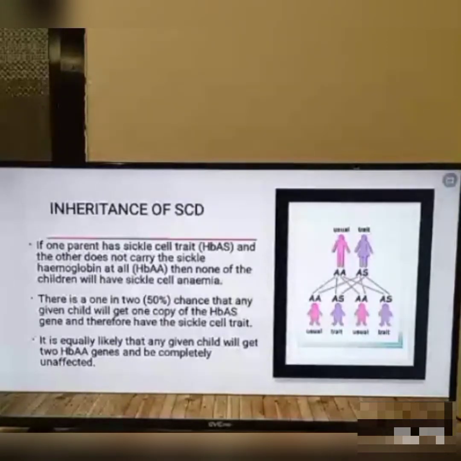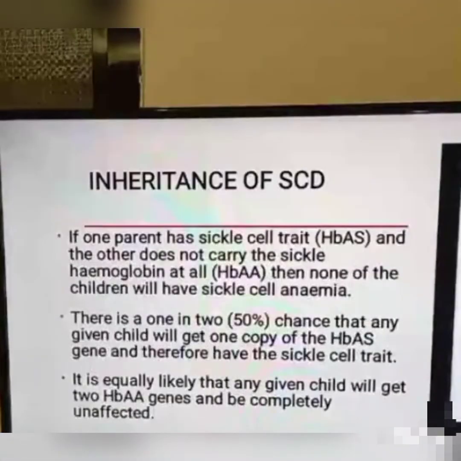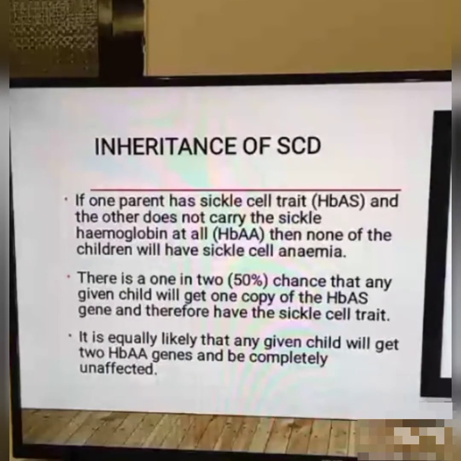That's why sometimes when someone is AS, you cannot differentiate them from someone that is AA until you do a blood test. For instance, if one parent, let me move my camera closer, if one parent has sickle cell trait, HbAS, hemoglobin AS, and the other does not carry the sickle cell hemoglobin at all, that is AA, none of the children are going to have sickle cell anemia. That is, none of them will come down with the disease. But there's a 50% chance, that is 1 in 2, that any of the children will get a copy of the HbAS and have the trait. And also, there's a chance that some of the children will not be affected at all.